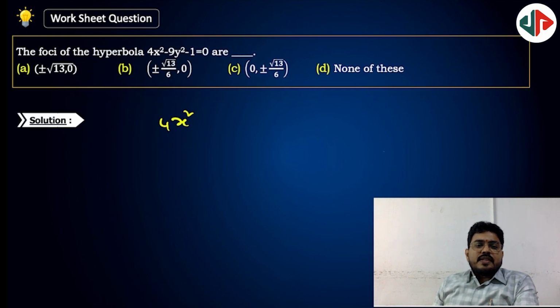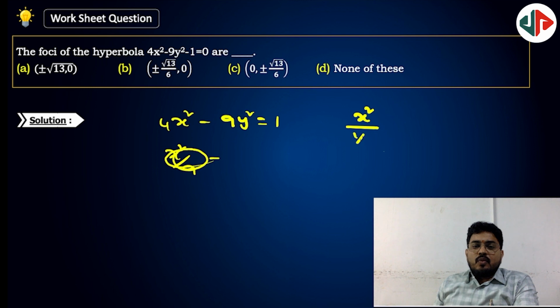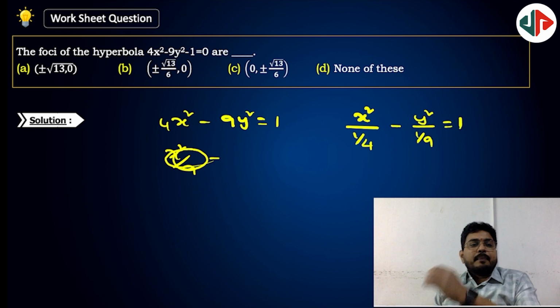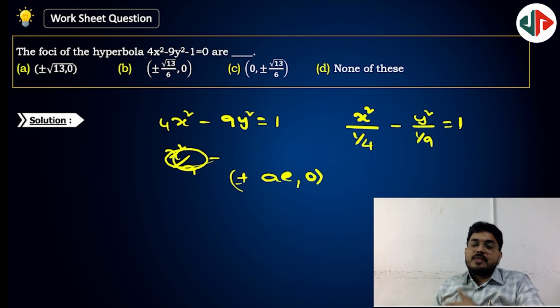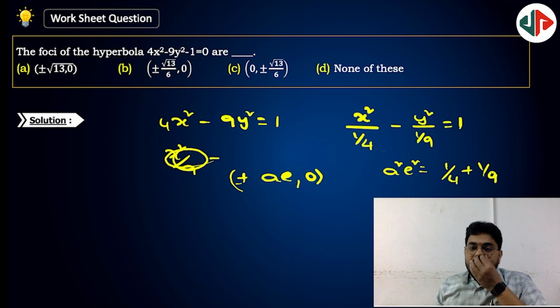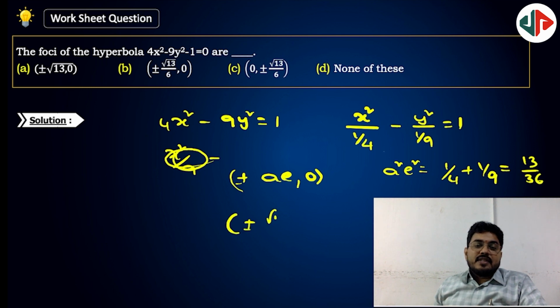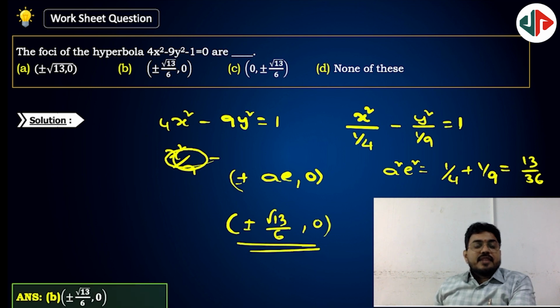4x square minus 9y square is equal to 1. What you are going to get? x square by 1 by 4 minus y square by 1 by 9 is equal to 1. Foci are plus or minus AE comma 0. What is A square E square? A square plus B square, which is equal to 13 by 36. So this is plus or minus root 13 by 6 comma 0. Answer is B.